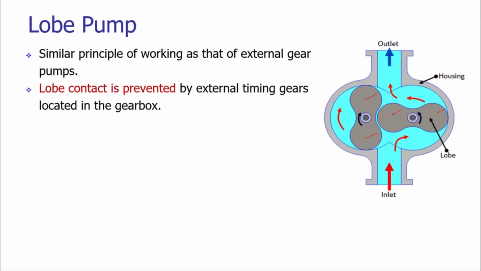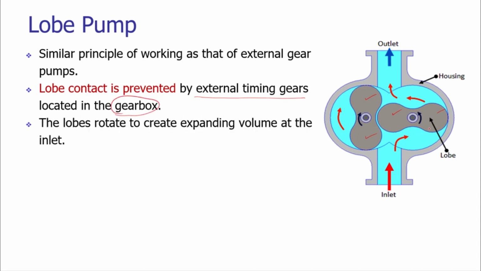The contact between the corresponding lobes of the two gears is avoided by using external timing gears. In case lobe 1 of gear 2 and lobe 1 of gear 1 come in contact, there may be a collision, and that will lead to seizing of the lobe pump itself. It will be a failure. So that contact is prevented by using external timing gears which are located in the gearbox of the pump. The lobes are rotating and they are generating expanding volume.